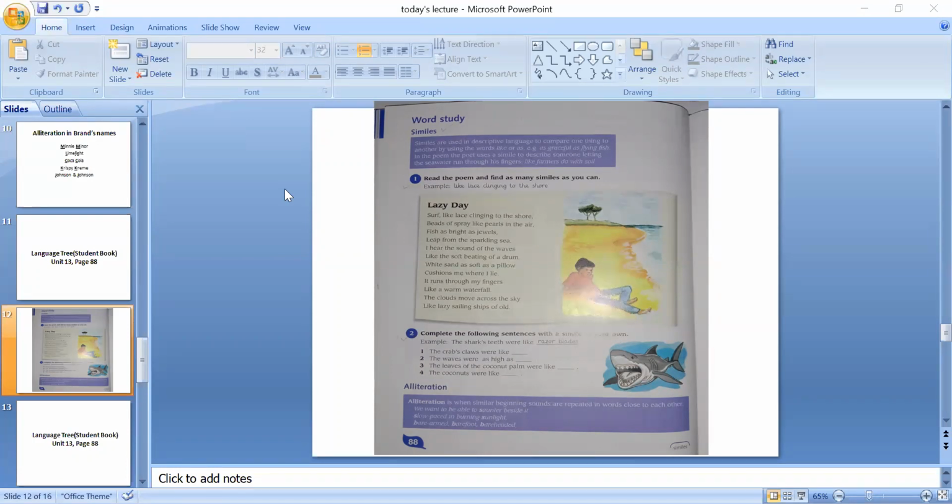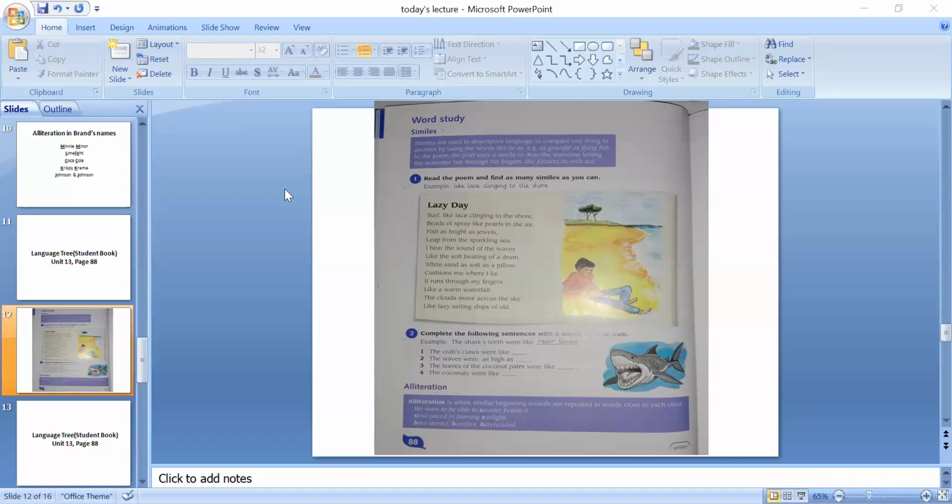Okay, example. Read the example. The shark's teeth were like razor blades. So shark's teeth are compared with razor blades. It is a simile, na? A simile is used for comparison. Okay, sentence number one. The crab's claws were like.